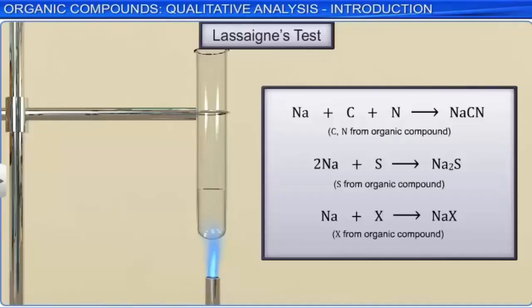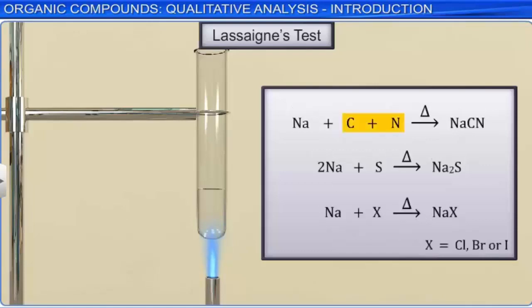During fusion, the elements nitrogen, sulfur, and halogen combine with sodium and are converted to sodium cyanide, sodium sulfide, and sodium halide respectively. In other words, they are converted into their ionic forms. Carbon and nitrogen present in the organic compound react with sodium metal to form sodium cyanide. If sulfur is present in the compound, it is converted to sodium sulfide, whereas the halogen in the compound is converted to respective sodium halide.